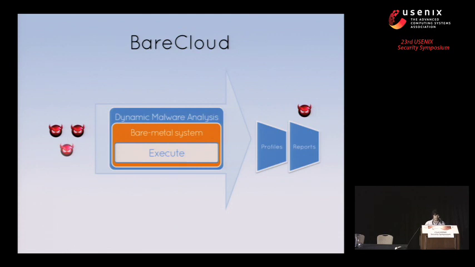BareCloud is an automated evasive malware detection system based on bare metal execution. That is, samples are executed on real hardware with no emulation, no virtualization, and most importantly, no in-guest monitoring component. This makes our system more transparent and robust against sophisticated evasion techniques, such as timing attacks.